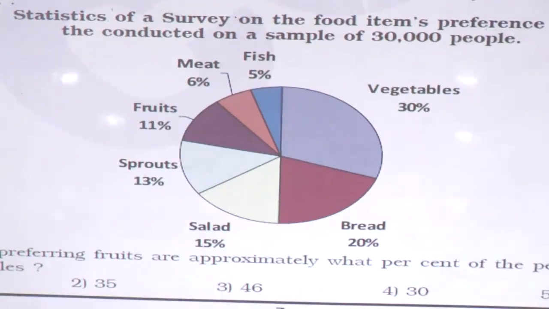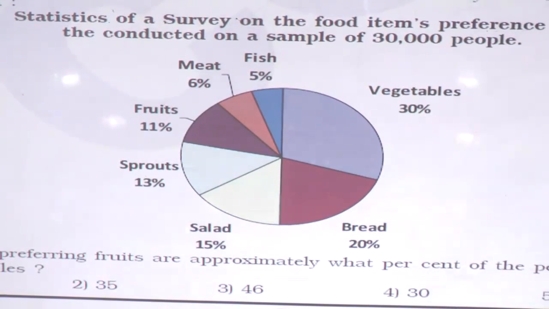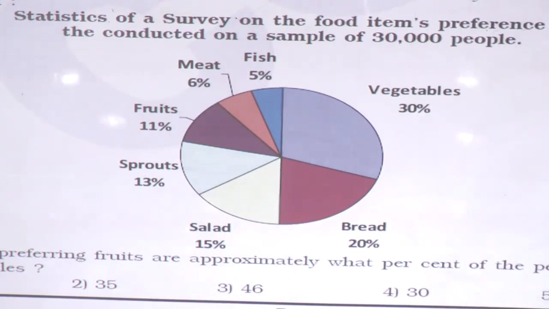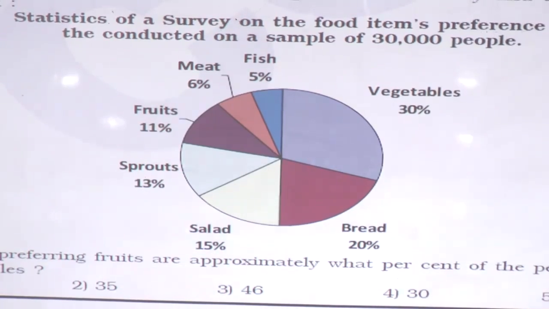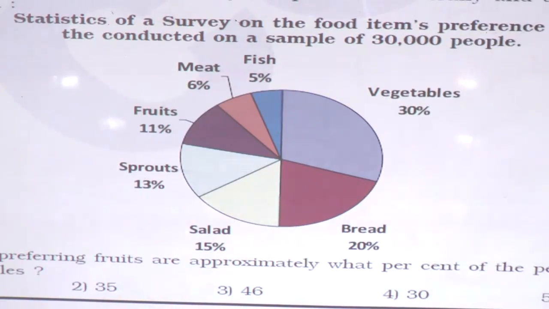What is the difference between total number of people preferring meat and those preferring fish? 1%, 300. Out of the total sample population, how many people have given preference for fish? 5%, 1,500. Very easy.